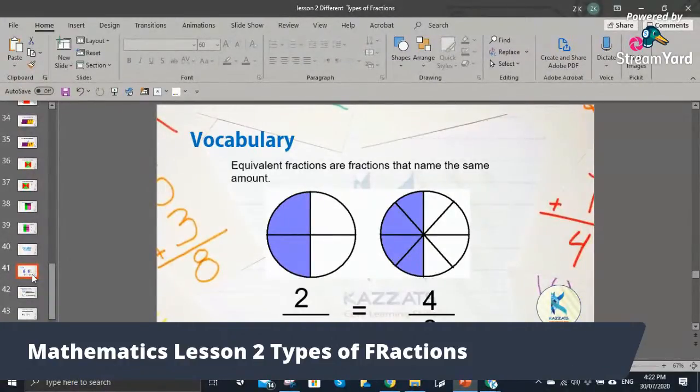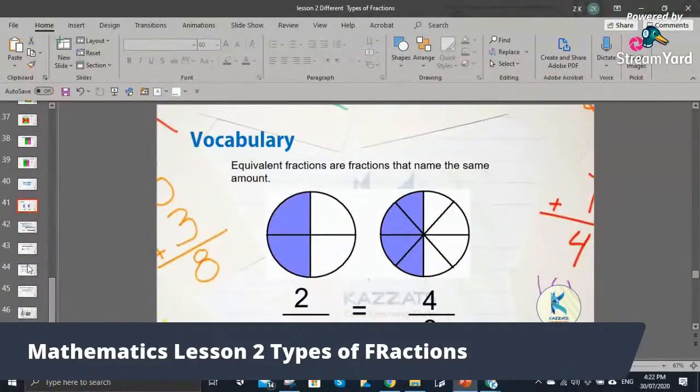If you're talking about rectangles or circles, like this diagram is divided into 4 equal parts and this diagram is divided into 8 equal parts, and in this 2 equal parts are colored and in this 4 equal parts are colored. So we are going to say that 2 over 4 is equivalent to 4 over 8, or it is equivalent to 1 over 2 as well.